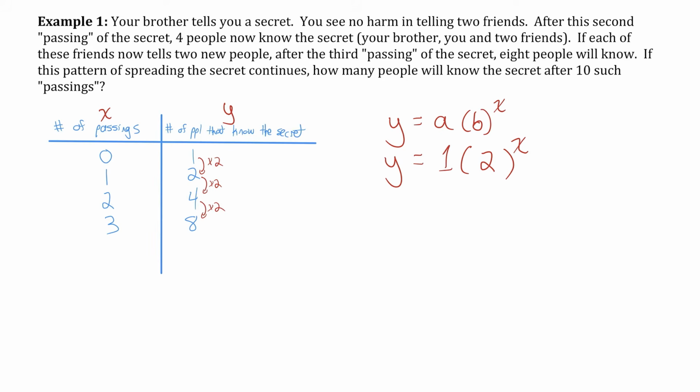And we're interested in how many people know the secret after 10 passings. So we can just substitute in 10 for x. And 1 times 2 to the 10 is 1,024 people.